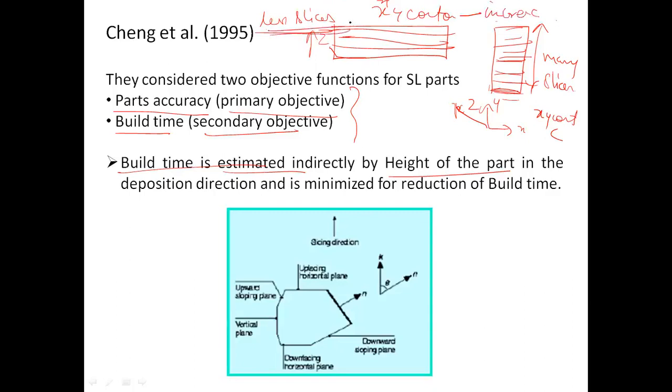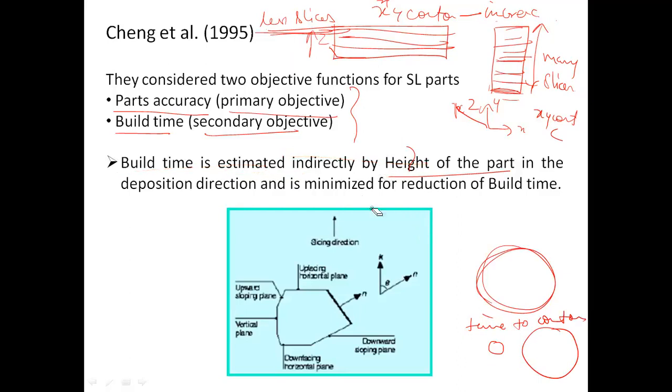So the number of slices directly affects the height of the part, because when you talk of build time, the contouring motion also takes a lot of time. If you have to make a small circle versus a large circle, definitely the time to contour also comes under build time.